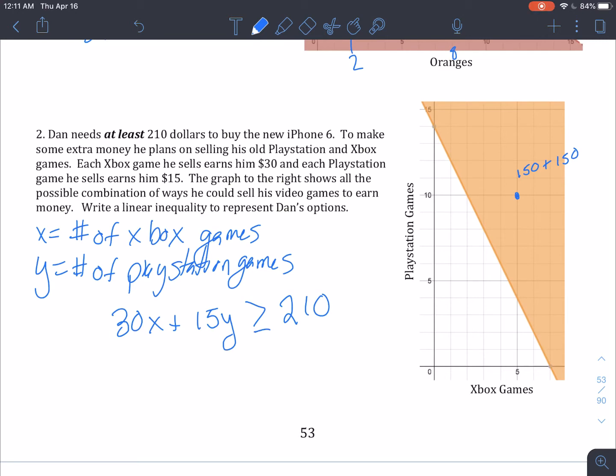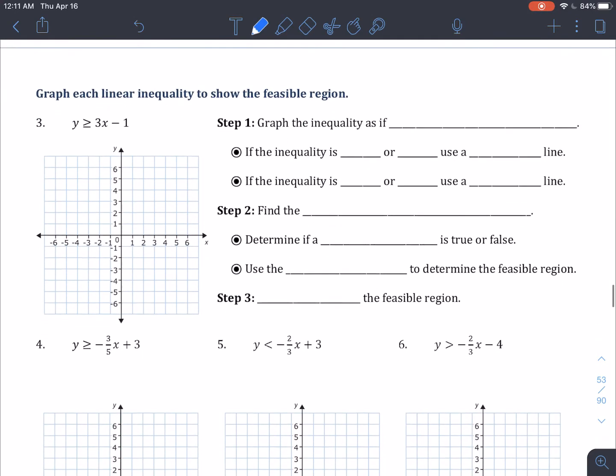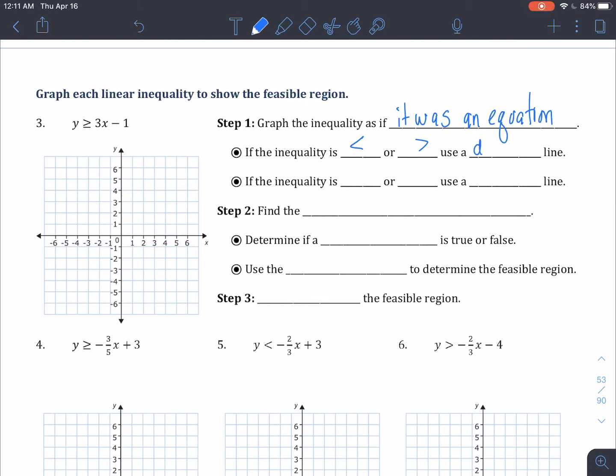Okay, so let's put some of these pieces back together to figure out how we can go from the inequality to the graph. We'll take away the word problem for a moment and just look at the situation y is greater than 3x minus 1. The first step is that we're going to graph the inequality as if it was an equation. One caveat to that: if the inequality is a less than or greater than, we are going to use a dashed line. If it is a less than or equal to or greater than or equal to, we will use a solid line.